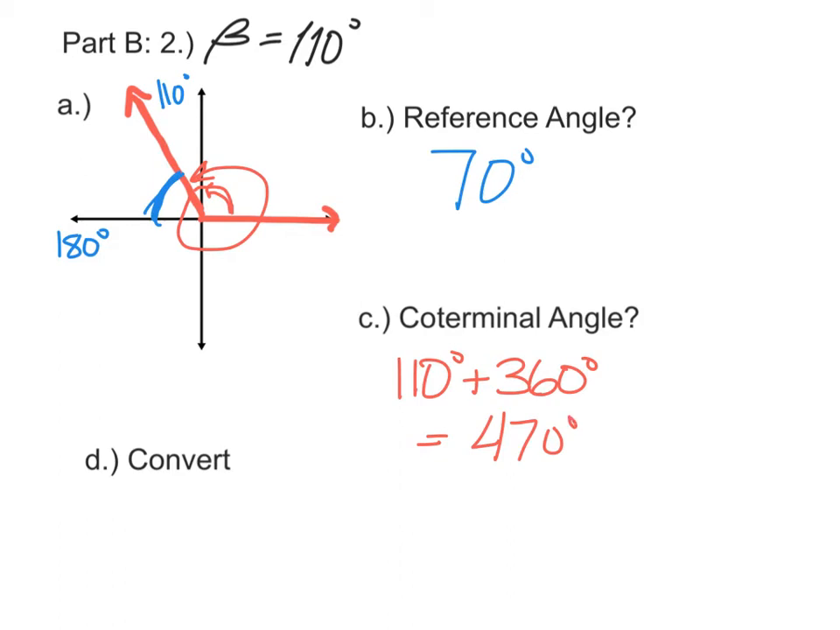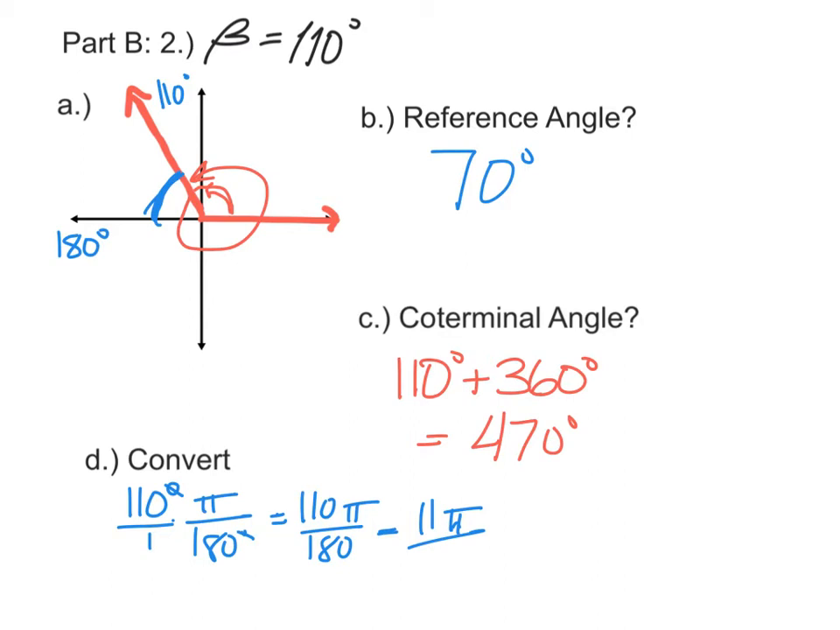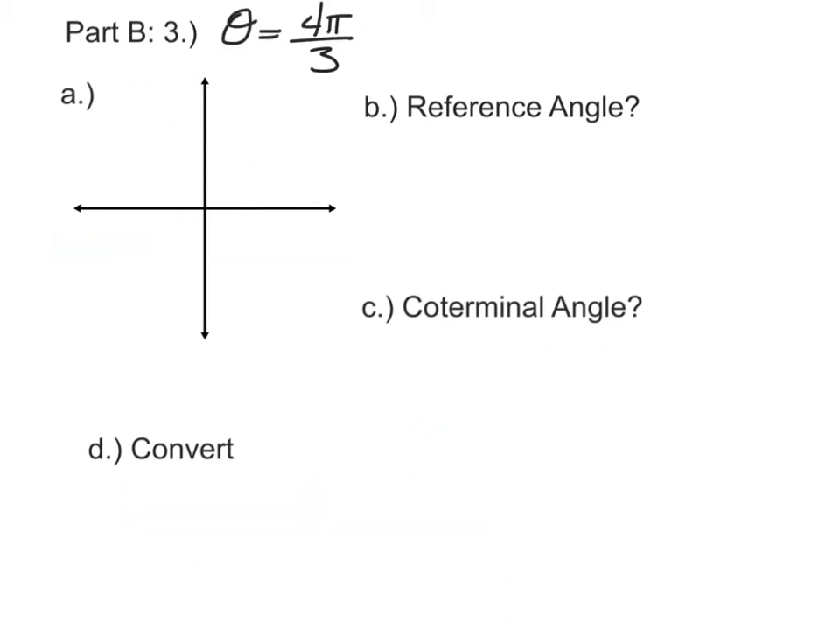Last one is to convert it into radians. This one's not on our radian snowman. So we're going to start with 110 degrees, put it over 1, and now multiply it by pi over 180 degrees. The degrees are going to cancel, and we'll have a fraction of 110 pi over 180. Simplifying the fraction, that'll make 11 pi over 18. Next, we'll let theta be 4 pi over 3, making it an angle measure in radians.